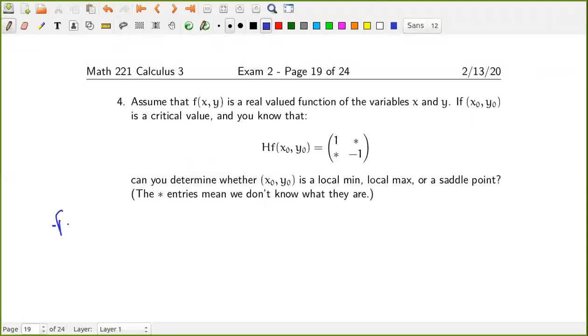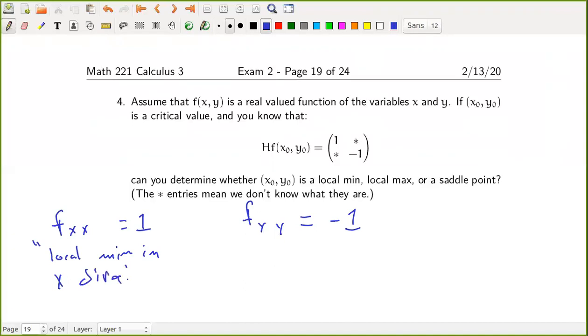Okay, so notice what's going on here. This says that the double x derivative is equal to 1, and the double y derivative is equal to minus 1. So if (x0, y0) is a critical value, in the x direction, this says we have a local min in the x direction, because the second derivative is positive. So if we hold y constant, we get a local min.